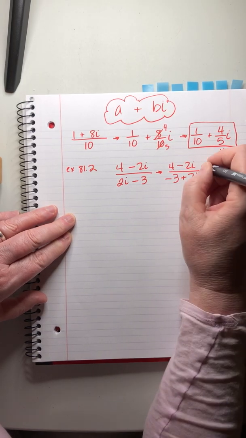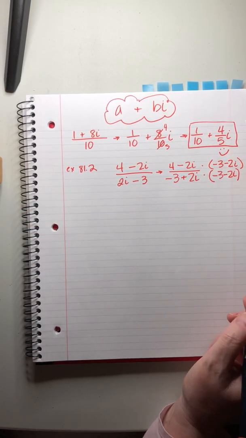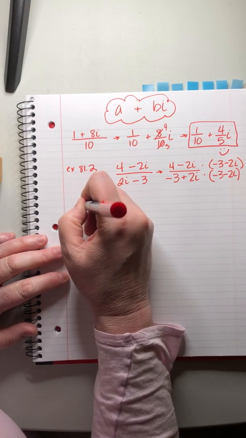And we're going to multiply top and bottom by that. I want to do the bottom first. John doesn't know my trick.